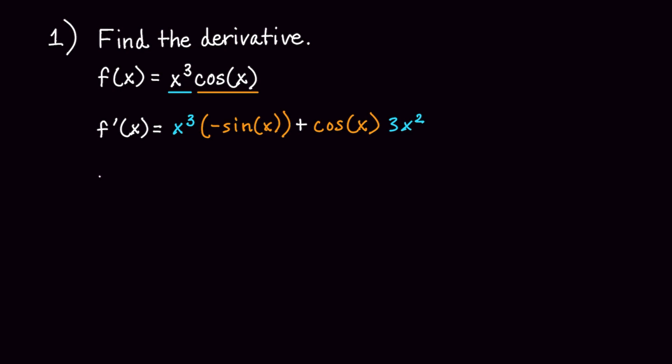And if we combine everything to write this a little neater, we have f prime of x being equal to negative, put the negative from the negative sine x in the front, negative x cubed sine x plus, and let's put the 3x squared in the front, 3x squared cosine of x. And that's our final answer.